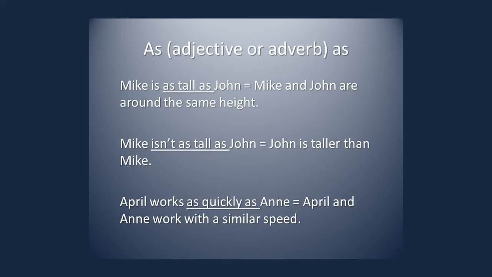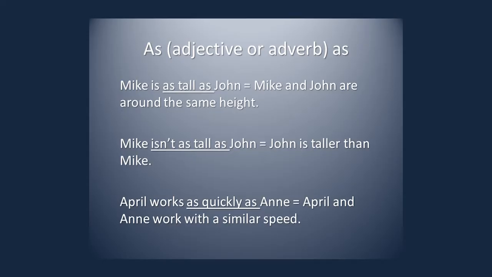Another way to form a comparative is by using as on each side of an adjective or adverb. For example, Mike is as tall as John, meaning Mike and John are around the same height. Or Mike isn't as tall as John, meaning John is taller than Mike. You can also use as with adverbs. April works as quickly as Anne, meaning April and Anne work at the same speed.